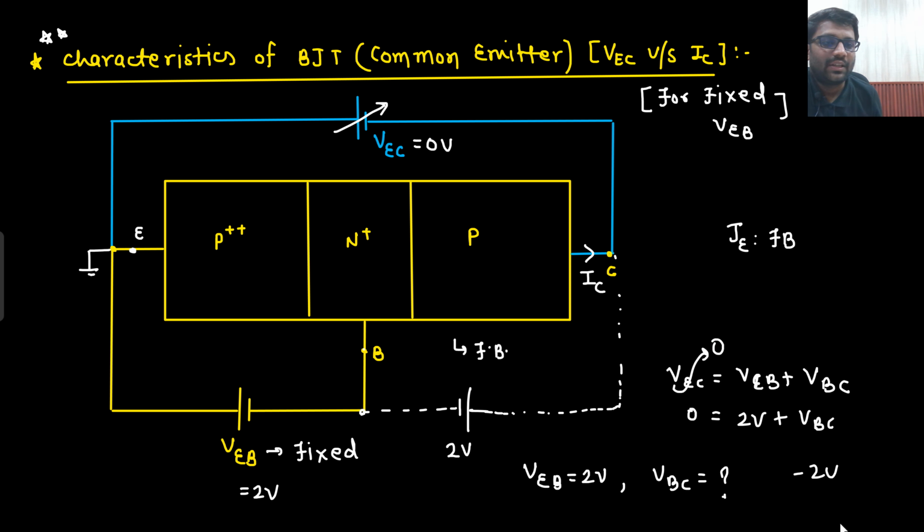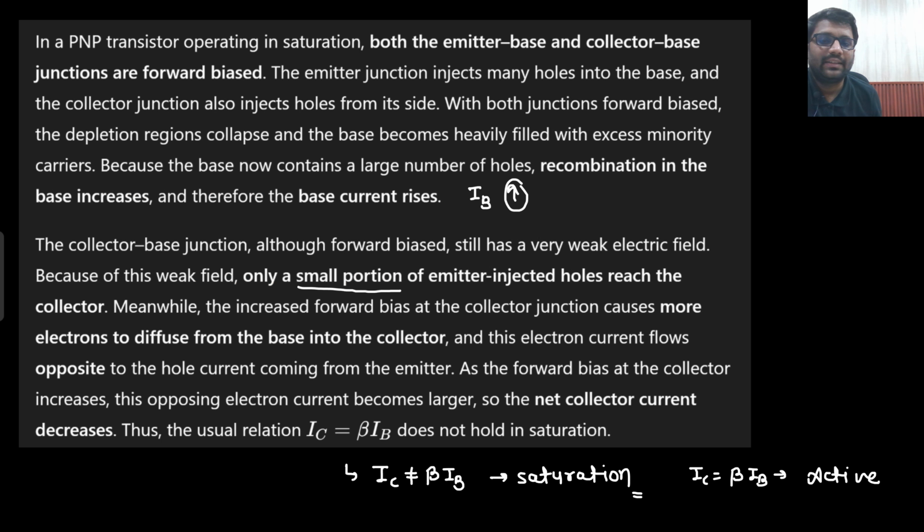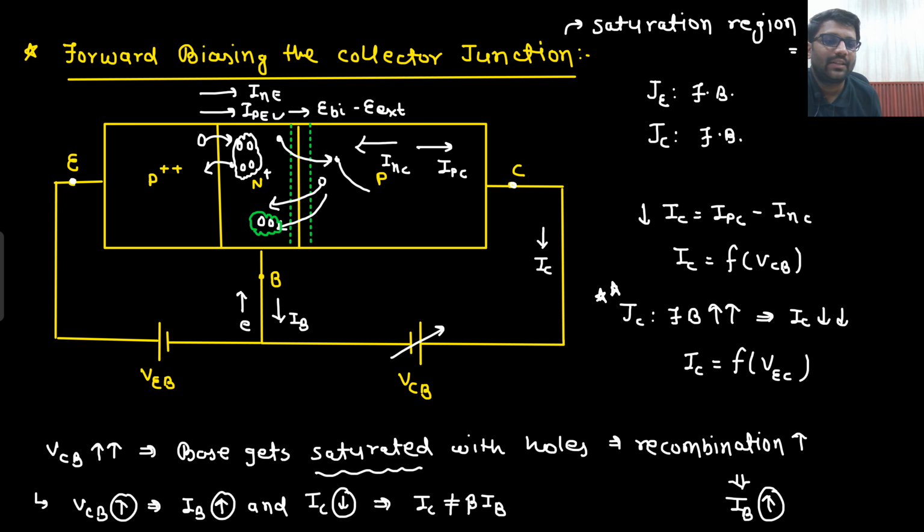In forward bias, what you have seen? In forward bias, you have seen that my collector current is continuously going down.